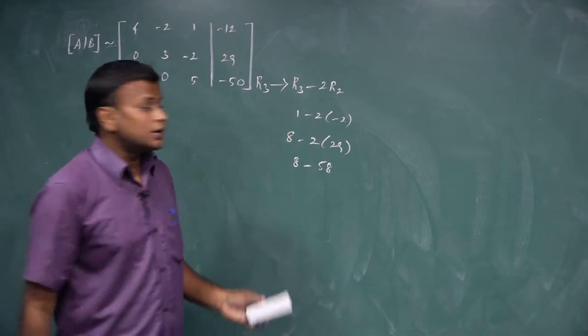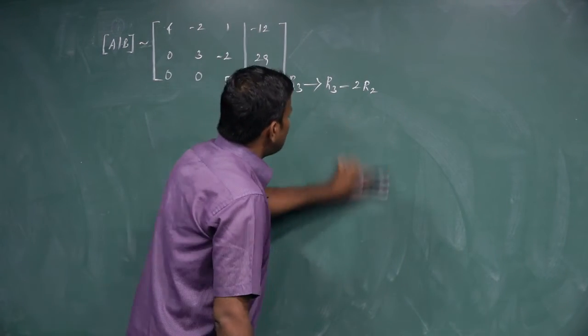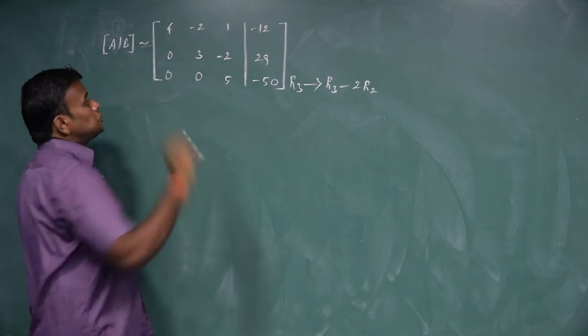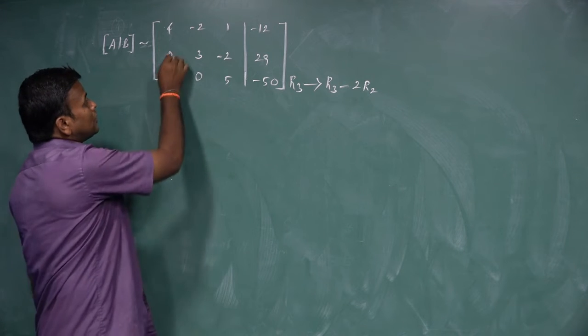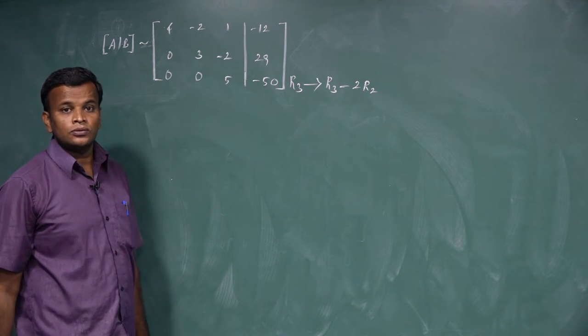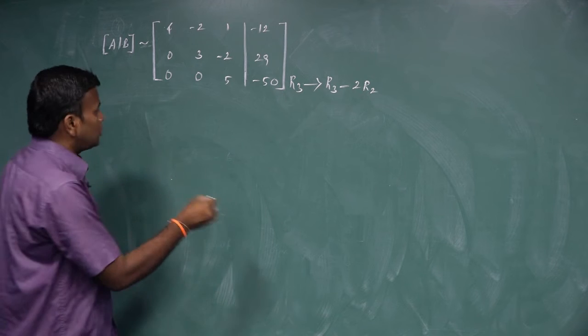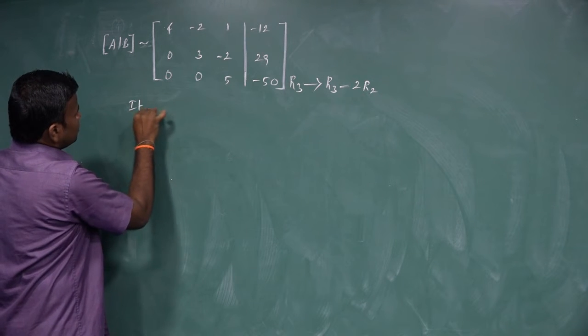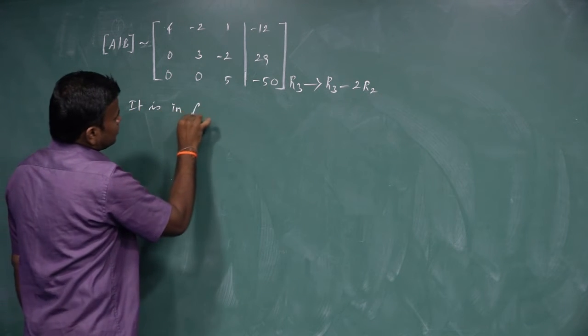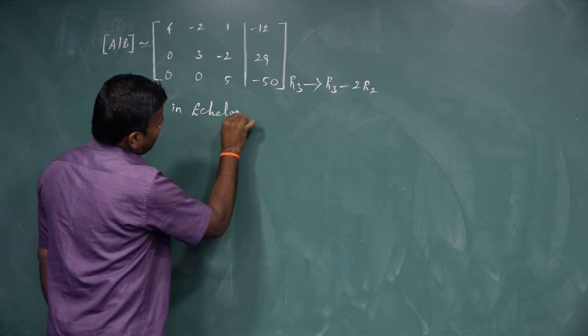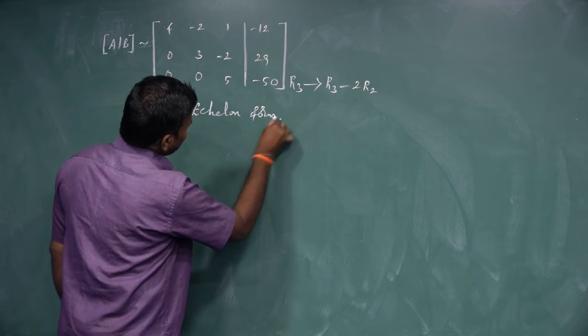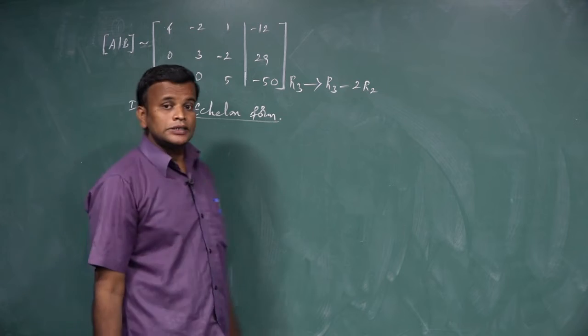That form is called an echelon form because the first one is a non-zero element and at least this triangle shape of elements become 0. So now it is in echelon form. What is the next step?